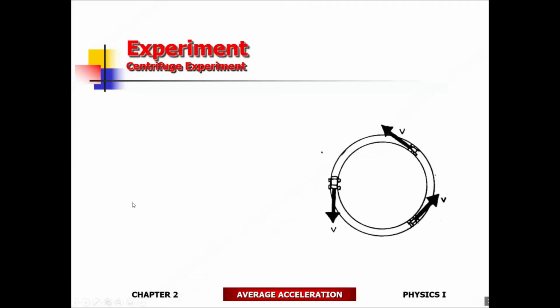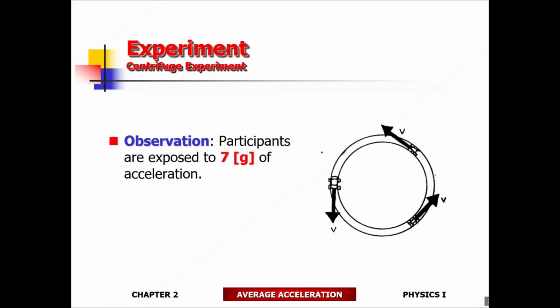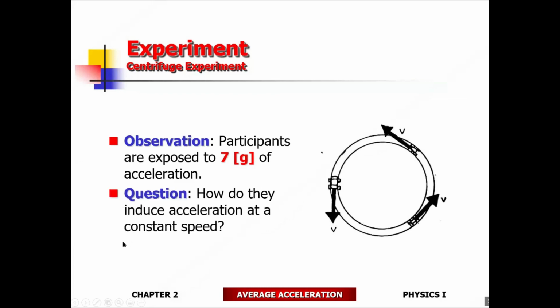But the problem is, this guy wasn't speeding up. He wasn't slowing down, he was just moving at a constant speed. He was inside a centrifuge. He was moving at a constant speed, at about 60 miles per hour. So how did they experience acceleration without speeding up or slowing down? How did they induce acceleration at a constant speed? How's that possible? Well, that means we may have to expand our definition of acceleration.